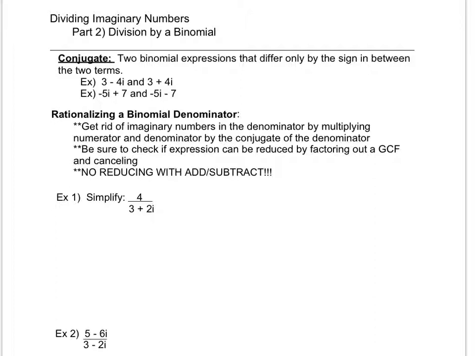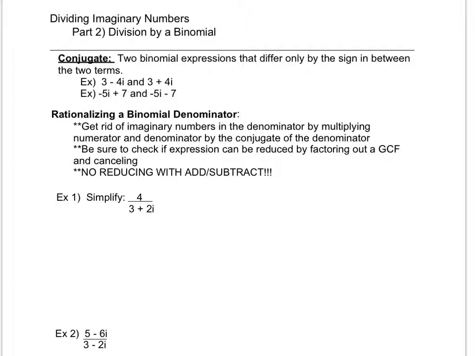A conjugate is two binomial expressions that differ only in sign. So for example, 3 minus 4i and 3 plus 4i are going to be conjugates. As well, negative 5i plus 7 and negative 5i minus 7. So notice that the sign in between the two terms is the only thing that changes. The first term does not change at all.